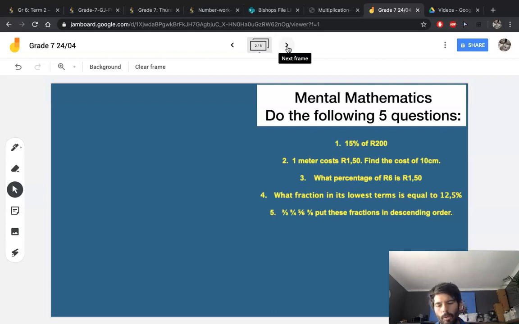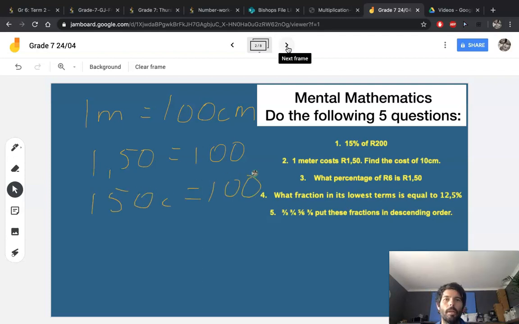So here I would go 1 meter is equal to 100 centimeters. So therefore 1 Rand 50 is equal to 100 centimeters. That's 150 cents. So I just want to take out the decimal just to make it a little bit clearer for me. And then I just divide by 10 to get from 100 to 10. So I must divide 150 by 10, and that's going to give me 15 cents.